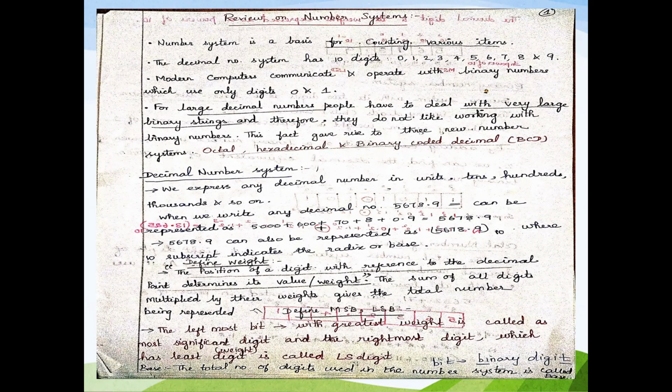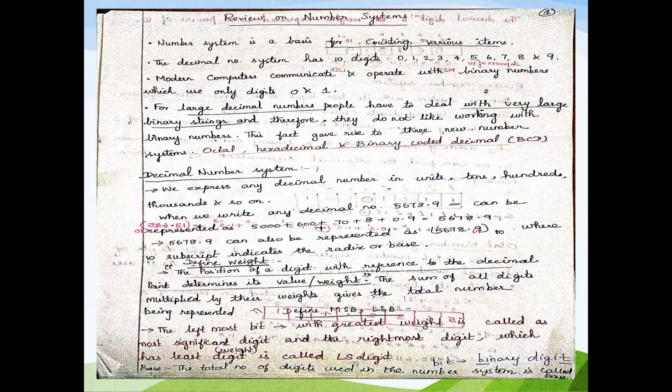Modern computers communicate and operate with binary numbers, which use only 2 bits, 0 and 1, hence it is called binary. Bi means 2. For large decimal numbers, if you go for conversion to a binary string, the string looks too long, and hence this makes them go to other number systems like octal, hexadecimal as well as binary coded decimal.